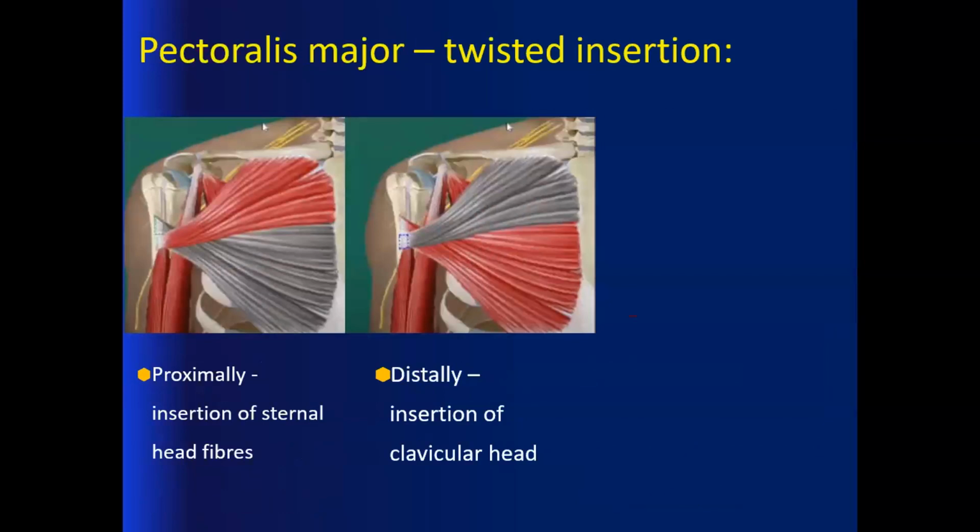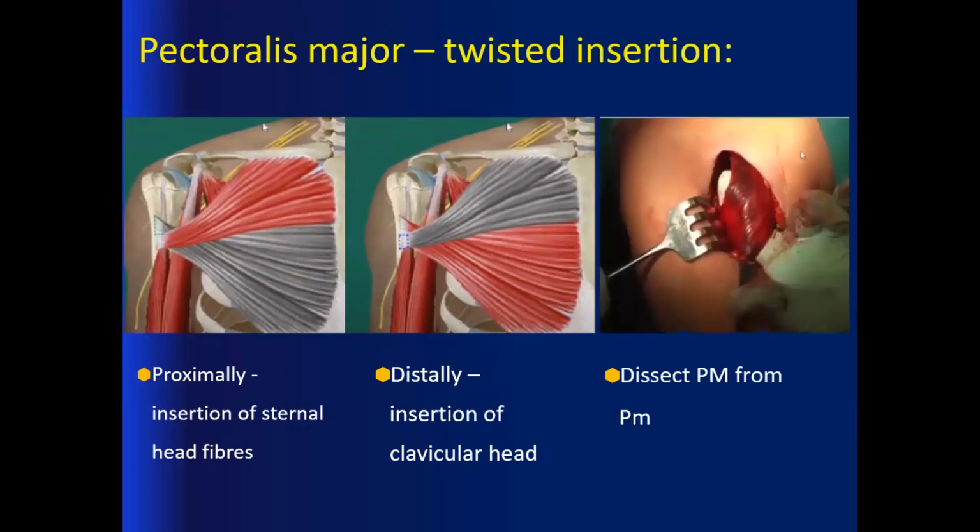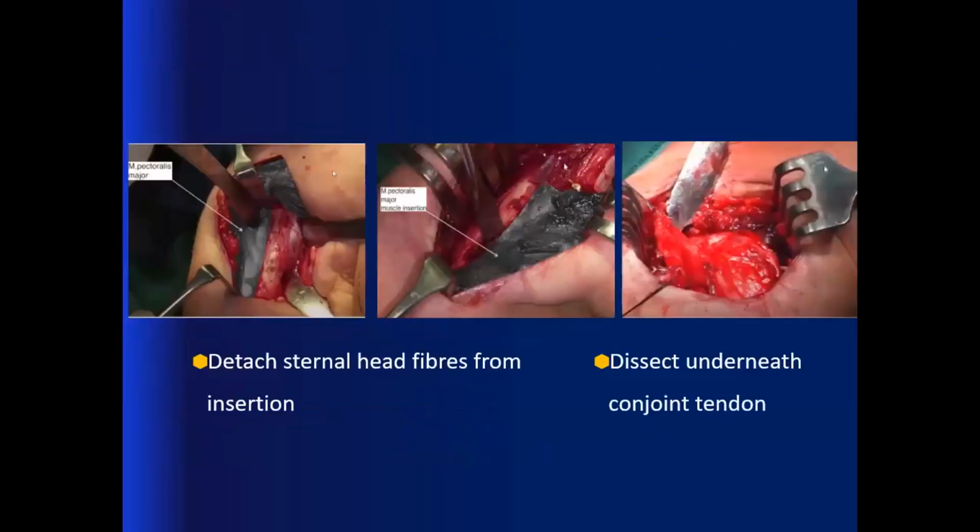Since the pectoralis major has a twisted insertion, that is the sternal head, which comes from the inferior aspect, it inserts proximally over the humerus, whereas the clavicular head inserts distally over the humerus. Our aim is to transfer the sternal fibers of the pectoralis major to the footprint of the subscapularis. Then we have to dissect the pectoralis major from the pectoralis minor. Here we have to detach the sternal head of the pectoralis major, which is in the superior aspect of the humeral head. And after dissecting that, we have to dissect the conjoint tendon beneath the pectoralis major.